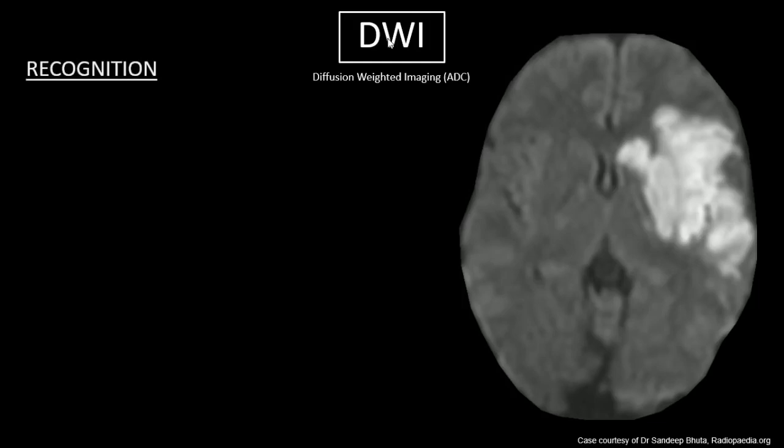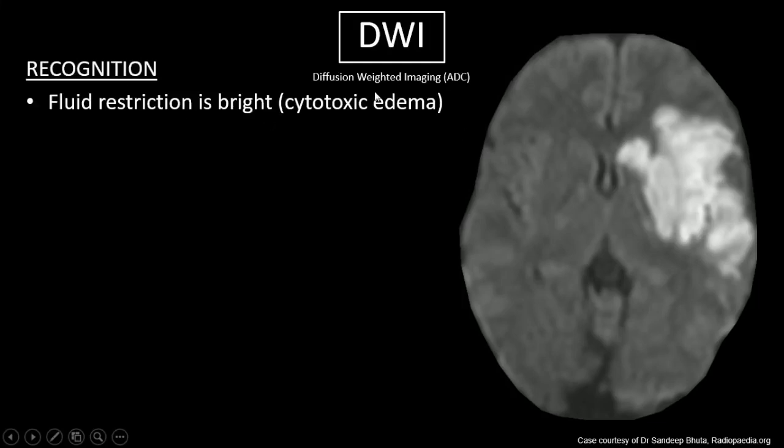So how do we recognize it? Fluid restriction is bright, which stands for cytotoxic edema. So right here we have some bright signal. And what do I mean when we're talking about fluid restriction and diffusion? Well, DWI is basically measuring the Brownian motion of water molecules, and it's helpful to think of only the water molecules in the extracellular space.